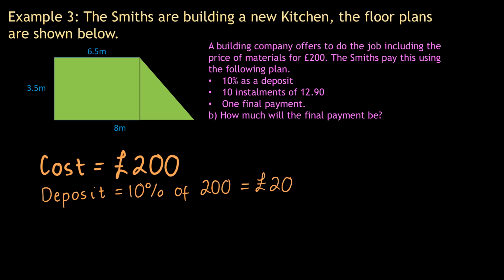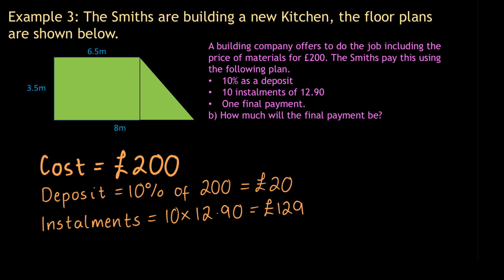They pay 10 instalments of £12.90, so the instalments are just 10 times £12.90. So all you have to do here is move that decimal point here and you get £129. And then there's a final payment that we're being asked to find.